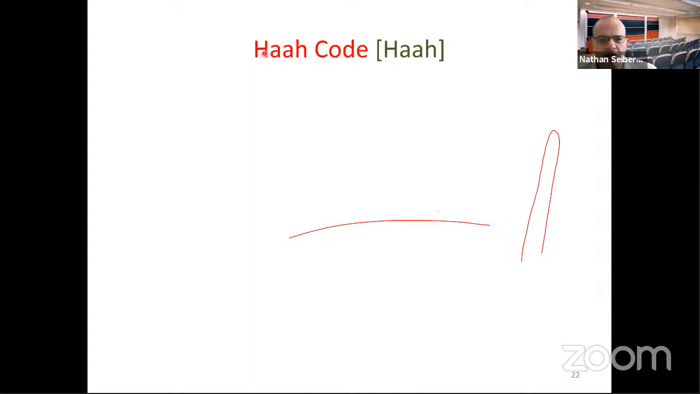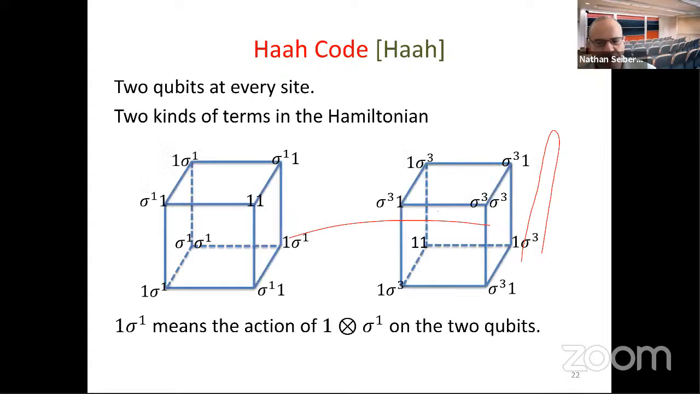Then, going back to an earlier paper, Haah's paper, this was Haah's code, and Haah put 2 spins, 2 qubits at every site of the lattice. And again, there's some structure of the lattice. The details are not important. We have sigma 1 and sigma 3. The details are not important.